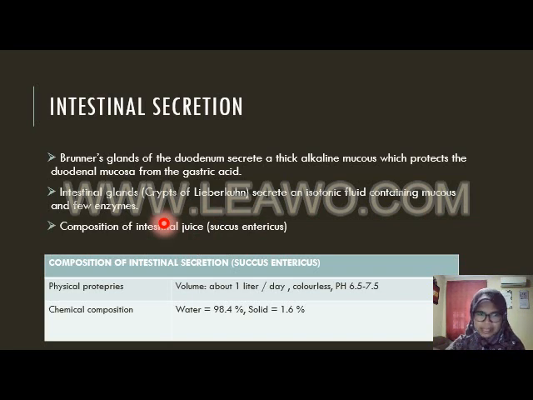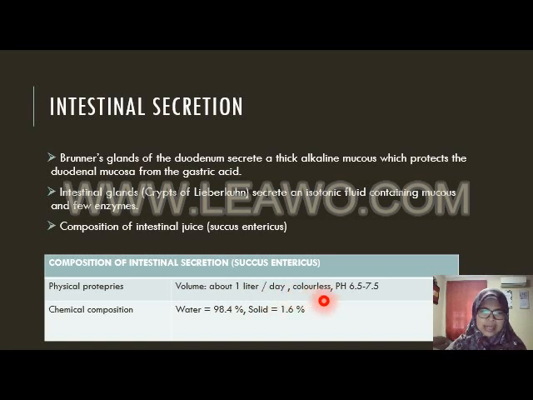So in the small intestine, only several enzymes are secreted. Mainly the intestinal secretion is composed of water, which is about 98%, and a little bit of solid, about 1.6%, and about 1 liter of intestinal secretion is secreted.